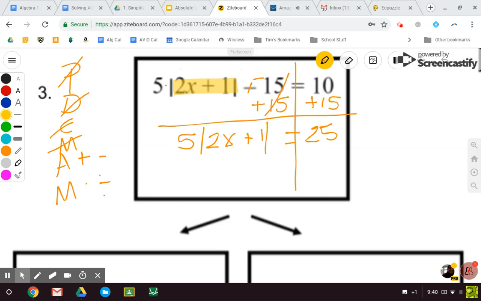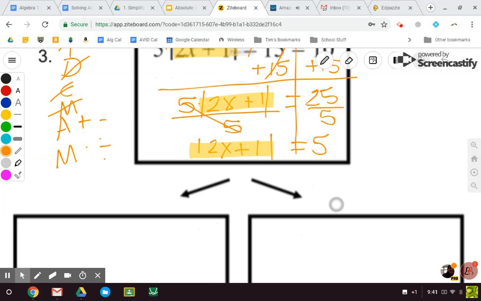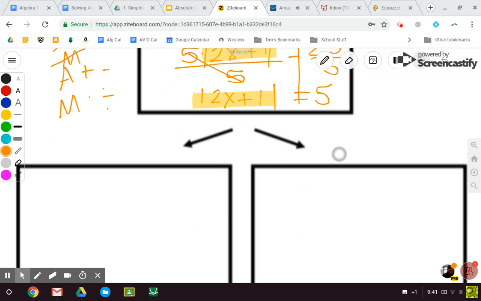Again, is it by itself? No, it's not. You're going to want to distribute that. Don't. This is 5 times. Get rid of it. So we undo times by dividing by 5. So I got the absolute value of 2x plus 1 is equal to 5. Again, ask ourselves, is it by itself now? It is. Okay, let's go ahead and let's write it as our 2 equations.